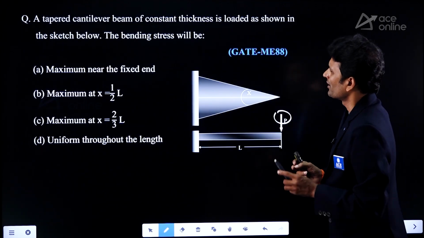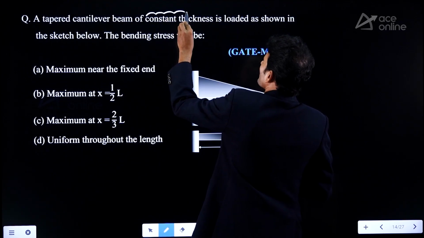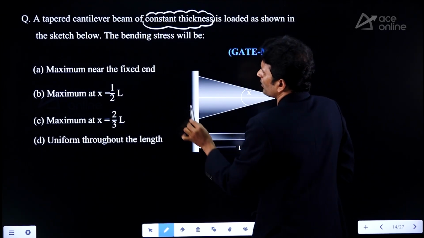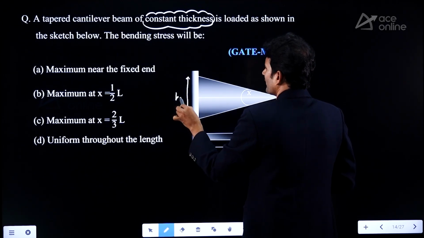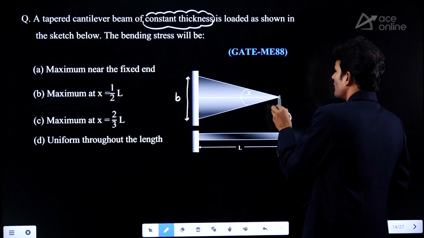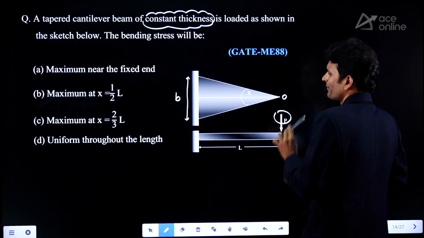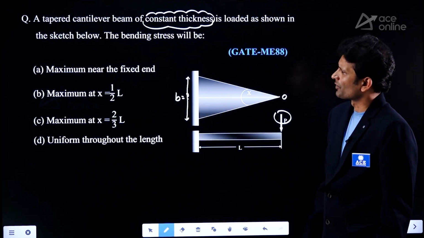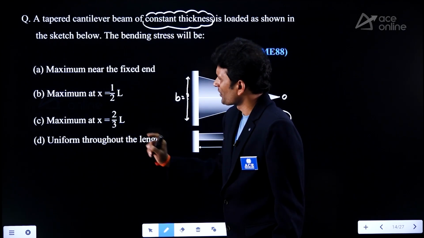So clearly, in that case, we are not making any changes to the thickness of the beam. Changes are made only to the width of the beam. Here the width is 0 at this end, and here we provide the maximum width at the fixed support. So the bending stress will be maximum at which option?